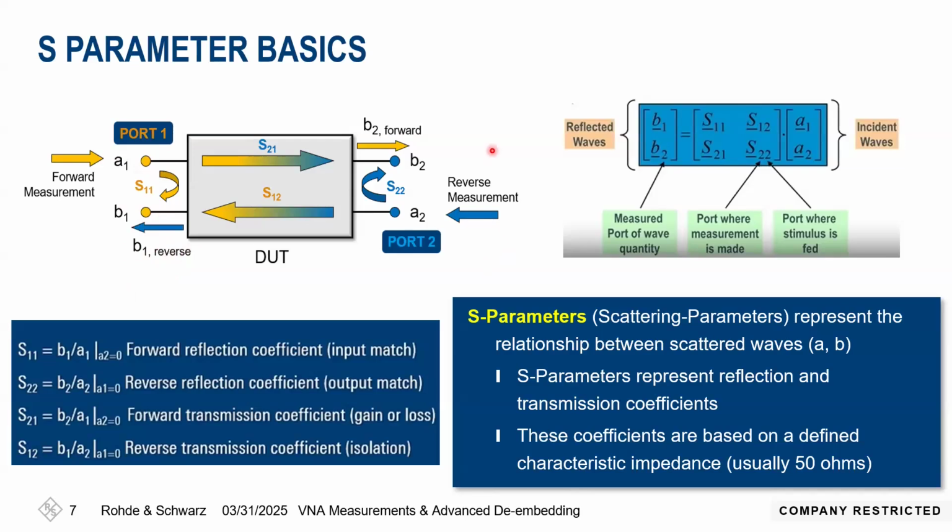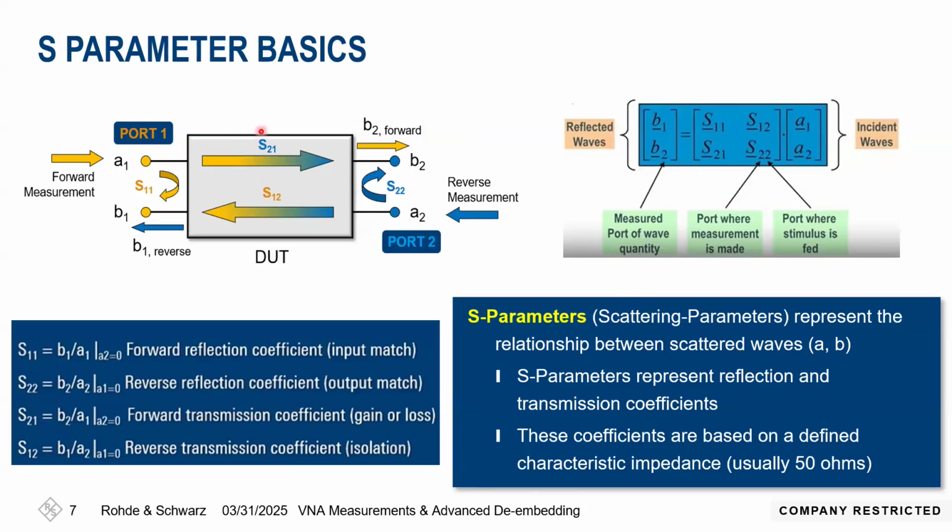And if we talk about putting the incident wave from port 2, it will be the same thing, which will be S12 and S22 at port 2. So based on this simple two-port device under test or component, we will get all the 4 S parameters in terms of incident waves and the reflected waves for complete device characterization.